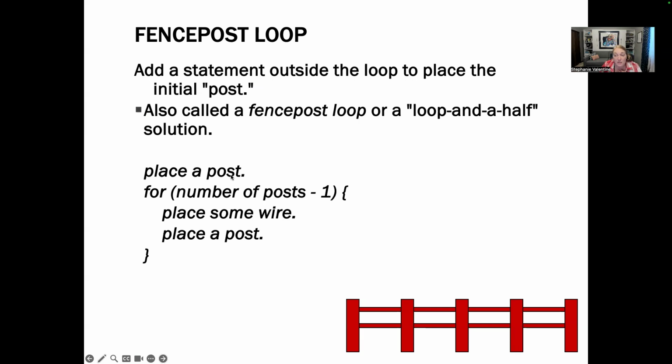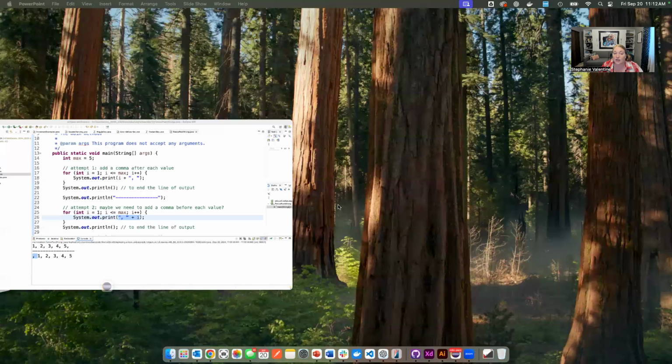Now, it is also possible to reverse this a little bit. Maybe you want to add the post at the end. So your for loop inside would be place a post and then place some wire, place a post and then place some wire. So the wire is at the end of the for loop, and then after that you place the last post. So let's look at that in our code here.